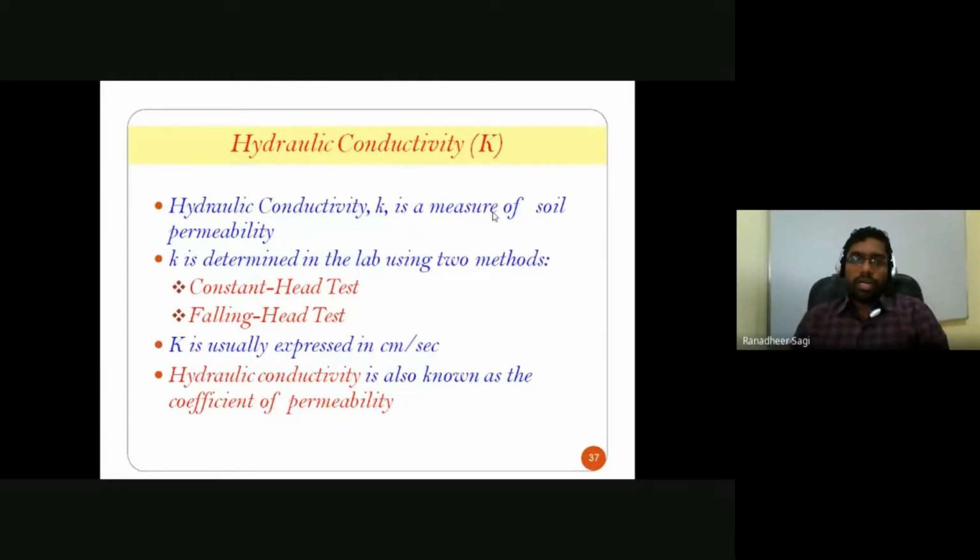So we stopped our discussion in the earlier class with regard to the different lab tests that we'll be conducting for determining the coefficient of permeability or hydraulic conductivity value. So we said we have two different lab tests that we'll be coming across. One is constant head test and the other is falling head test.